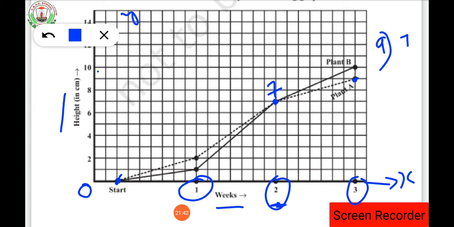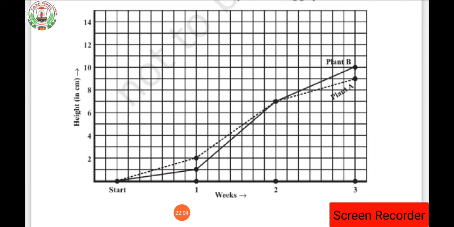So the first answer will be 7, and the second part is 8. Clear everyone? Not 8, it is 9, because it is between 8 and 9, that's why. Okay, so here it will be 9. So the answer for the A part is: the first answer is 7 and the second answer is 9.